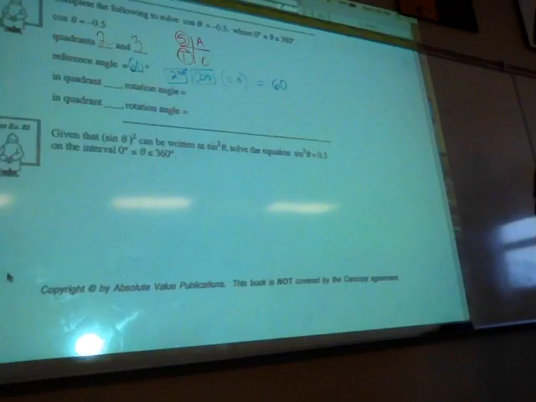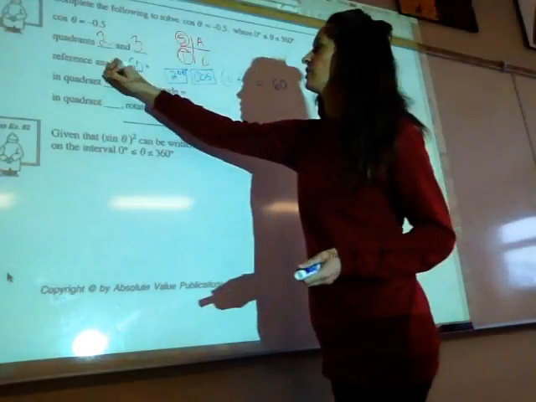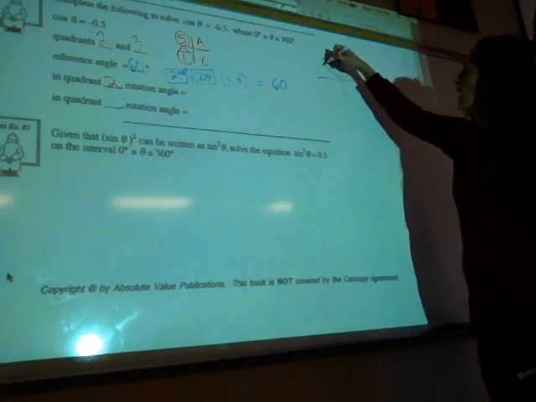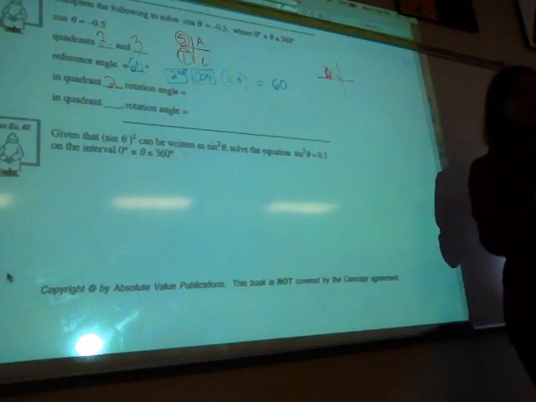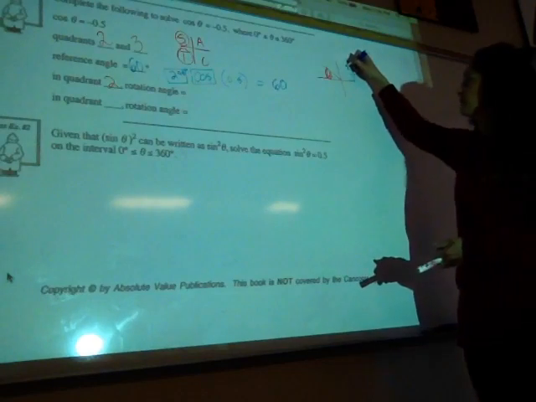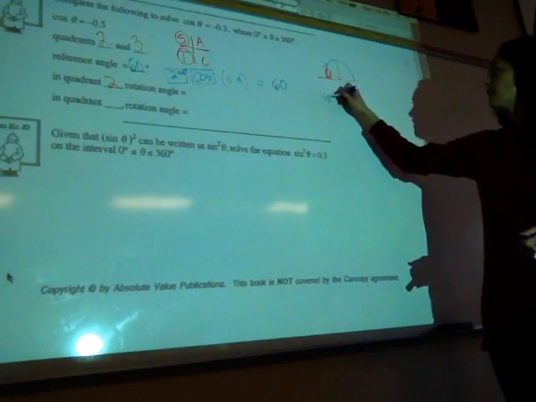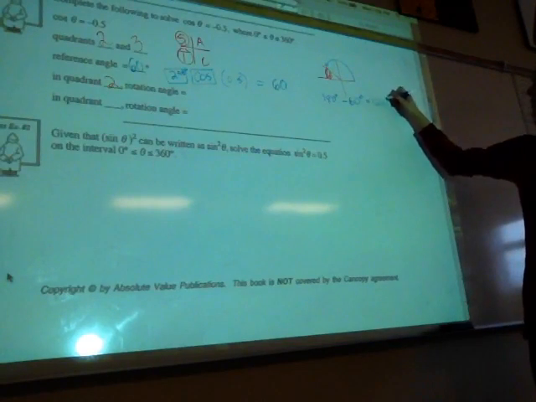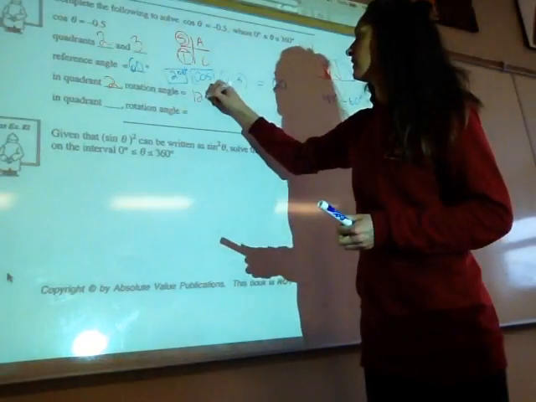Third step is we're going to take the quadrants that we found and the reference angle, and we're going to solve for our solutions. So for quadrant 2, I'll just draw a little picture. I'm going to go back 60 degrees here. That's my reference angle. What we need to solve for is the rotation angle from 0 to that terminal arm. So our calculation will be 180 degrees minus 60 degrees, and we get 120 degrees. So in quadrant 2, our solution is 120 degrees.